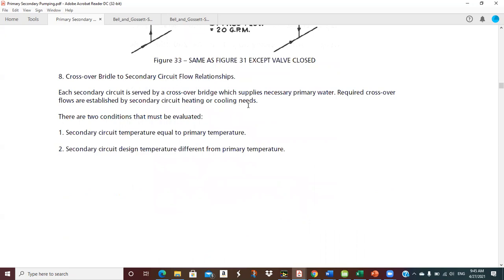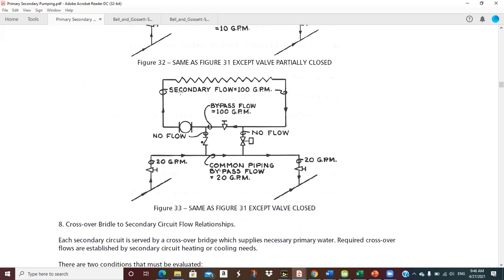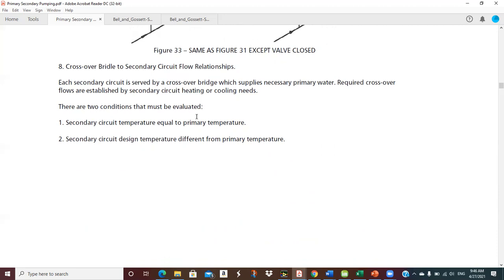There are two conditions that must be evaluated, and we've been over that umpteen times. Secondary circuit temperature equal to primary temperature. So that means that we've got basically the same flow rate up through here. If the flow rate of the primary water entering the secondary is different than the secondary, then we're going to have some mixing going on, and that's going to moderate that temperature. But if all of these flows are the same, then I'm going to get the same temperature. And of course, the second case is secondary circuit design temperature different from primary, probably lower, and it's probably a heating situation where the primary is hot water.